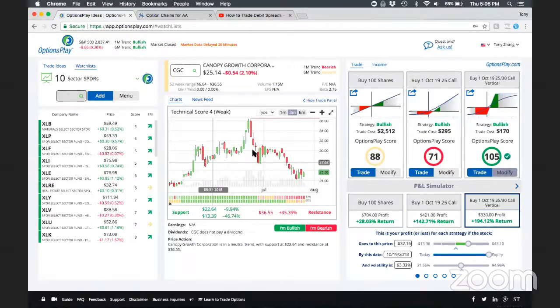Is the volatility number in the platform the volatility number for an individual stock or the VIX? It's for the individual stock. As you can see, Canopy is at 63% because this is a high-flying stock. It's very volatile. That's why it's at 63%. The VIX is trading at what, 12% right now. So it's the volatility for the stock.